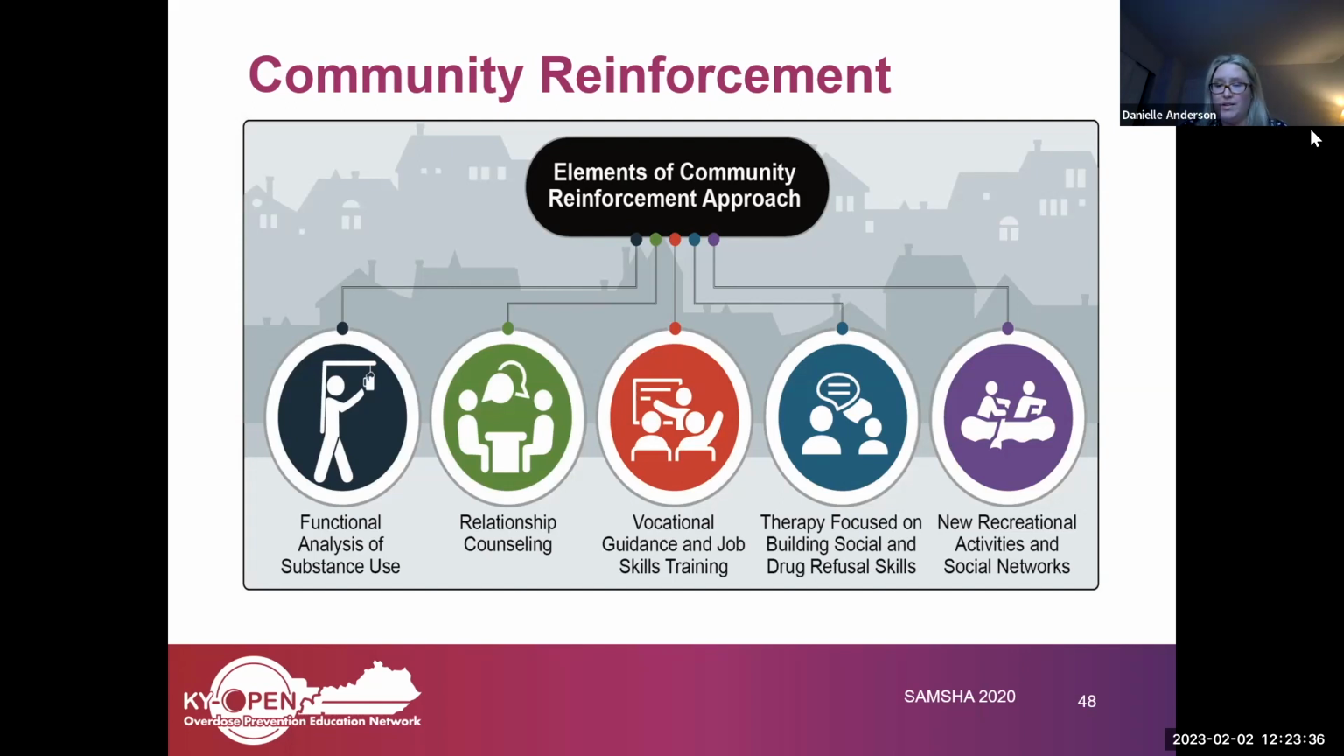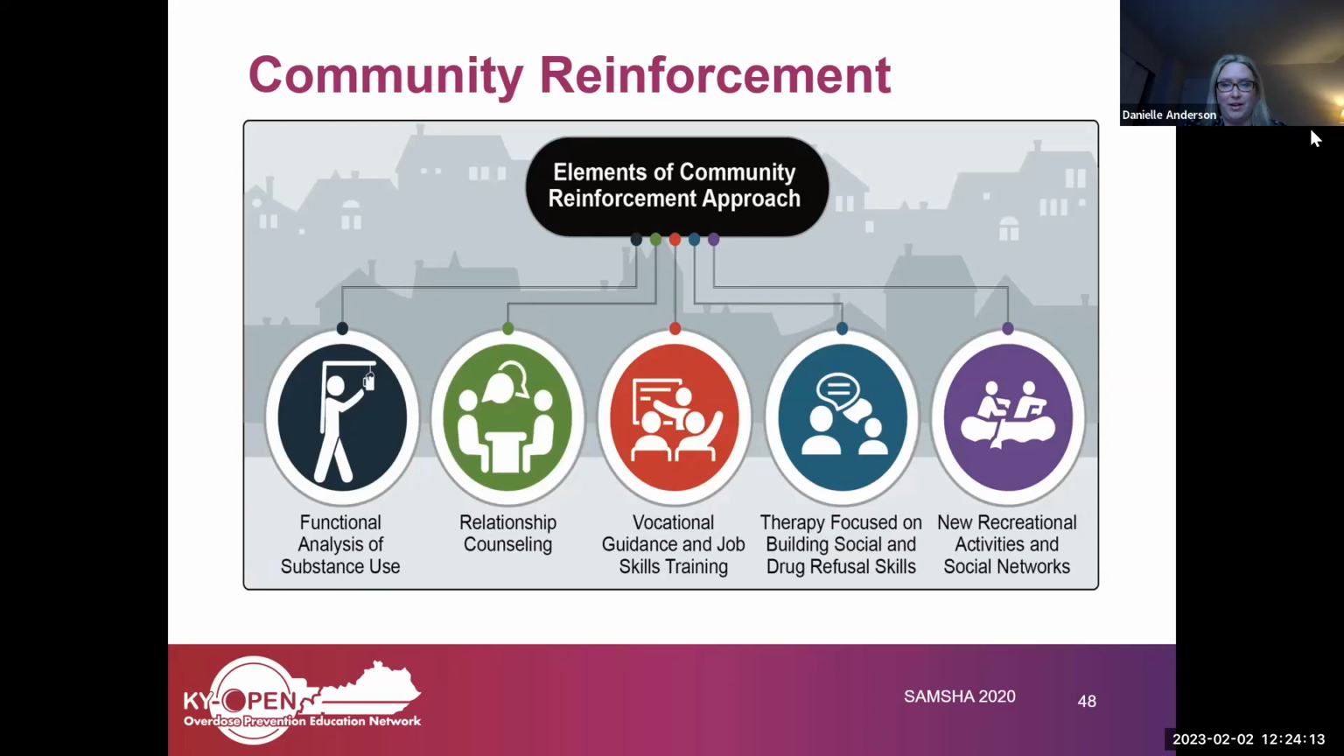We also want to focus on building social and drug refusal skills. So relapse prevention, problem solving, communication, identifying high-risk behaviors from the past, and learning how to anticipate relapse. And then the last part of this is social and recreational counseling, trying to find new activities and networks that show patients they can enjoy life without drugs or alcohol. So this community reinforcement is really building a whole system around the patient so that they choose to have this better lifestyle rather than return to use.